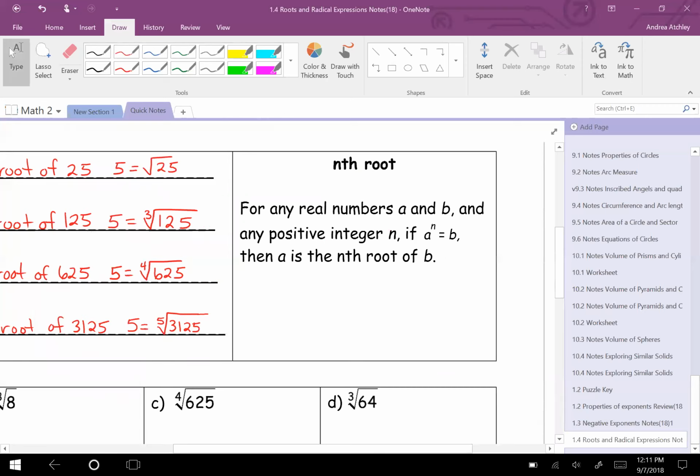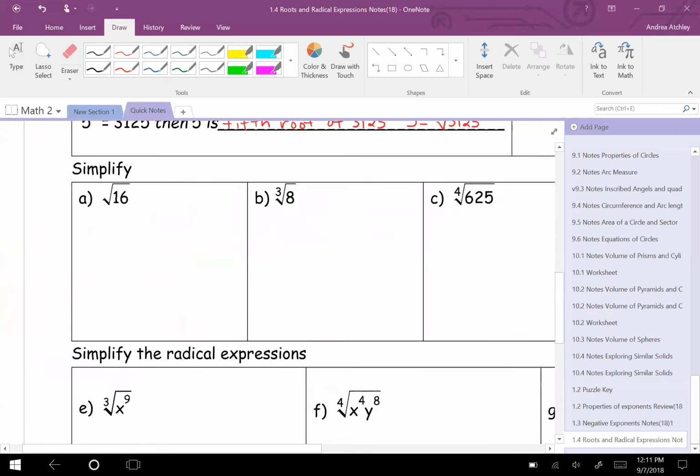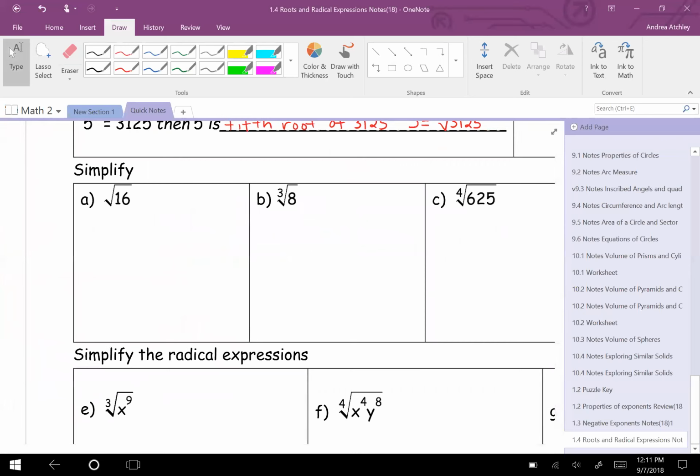Okay, so now we want to look at simplifying. Today we're only going to simplify perfect squares or perfect cubes. Tonight we will never have a time where it won't be a whole number. You're not going to get a decimal or anything like that. Does that make sense? Okay, you can get a decimal, but we're not going to look at that. We're looking at perfect roots.